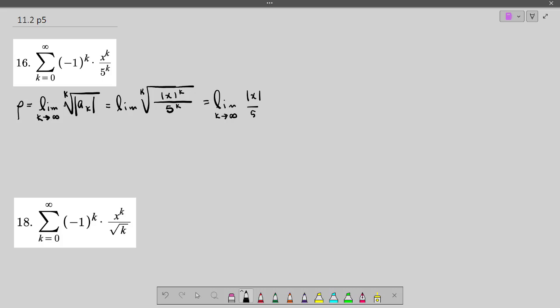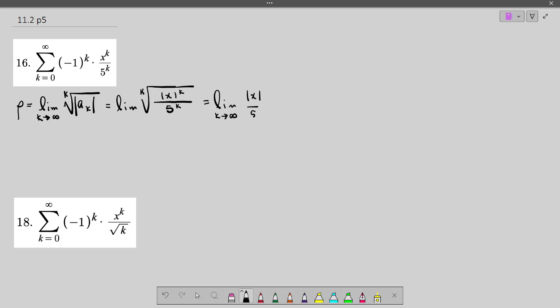Are there any k's left? No. No k. So what is the limit of that? Absolute value x over 5 is going to be itself, right? The limit of a constant is itself. Because there's no k in here, this acts like a constant with respect to k.